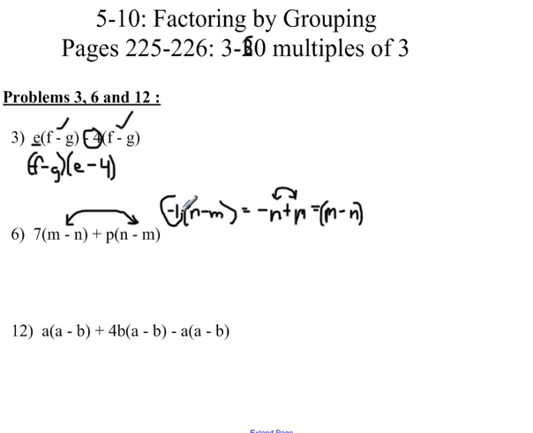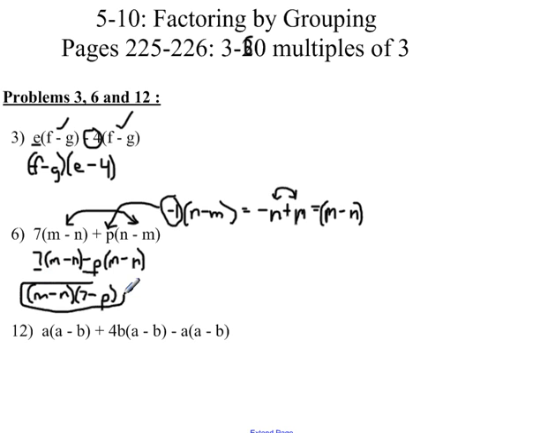What you're going to do is take this negative 1 and multiply it with the positive p that's in front of this binomial. So when I rewrite it after doing that, nothing changes on the first one, and it'll be minus p. That's the negative 1 times the p. After that, I can rewrite n minus m as m minus n. And now I have the same setup as I did in number 3. So in common, I have m minus n. And then as what's left, I've got the 7 that's right here, minus p that's right here. And that's your answer for that format.